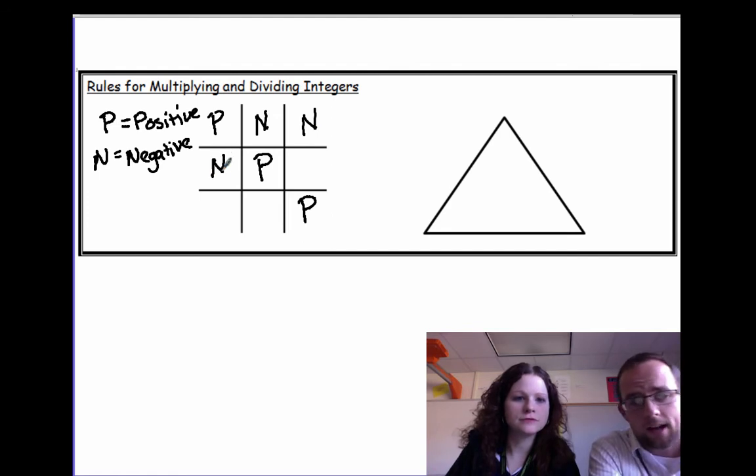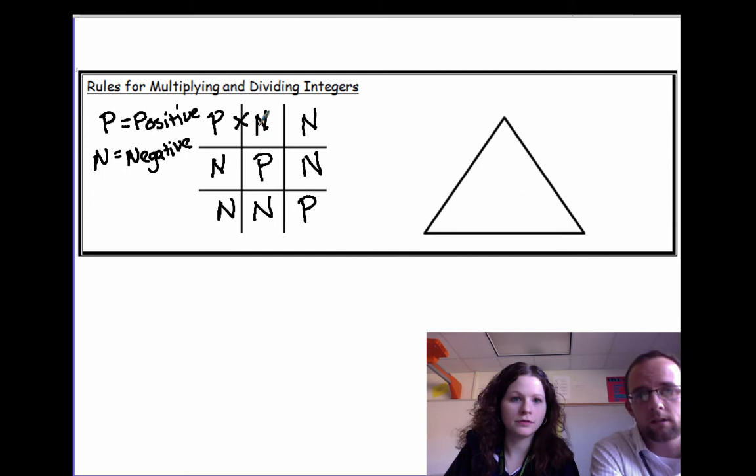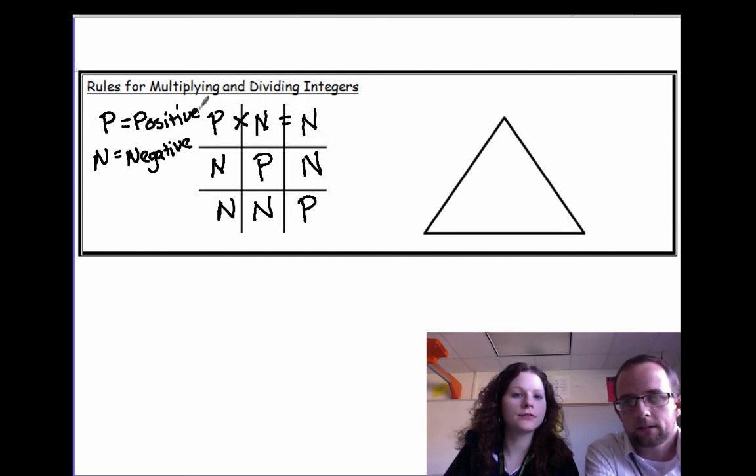Now, this may not make sense to you right now, but once I show you the magic of the tic-tac-toe board, you're going to love it. So the rule is, if you go across, if you go down, if you go diagonal, these are the rules for multiplying integers. So let's go across the top. Start on your P. A positive times a negative, N, equals a negative. So if you multiply a positive and a negative, you get a negative.